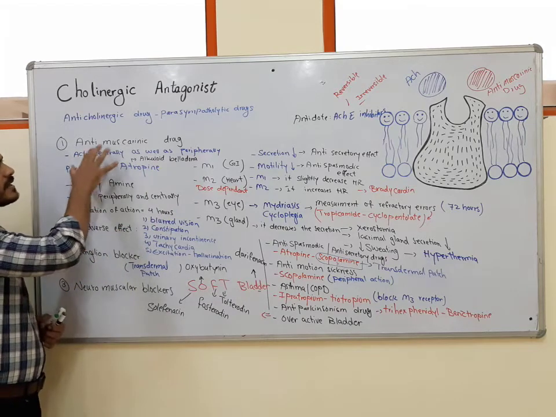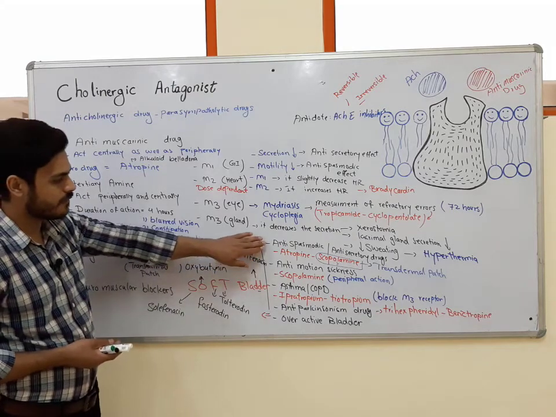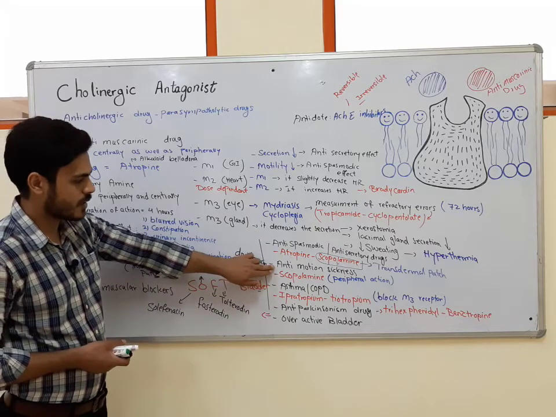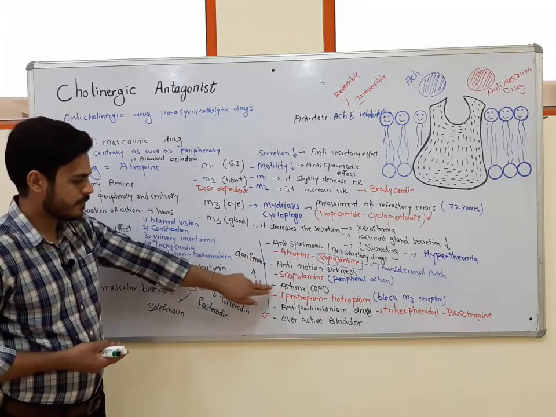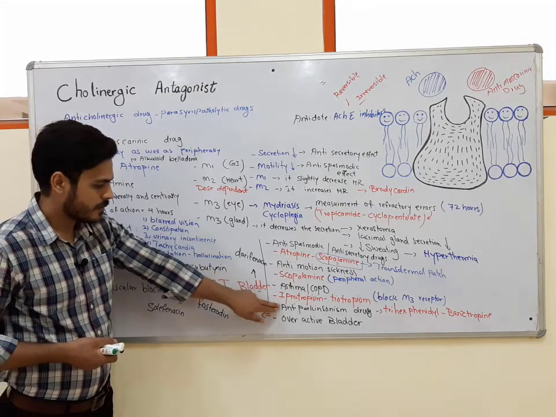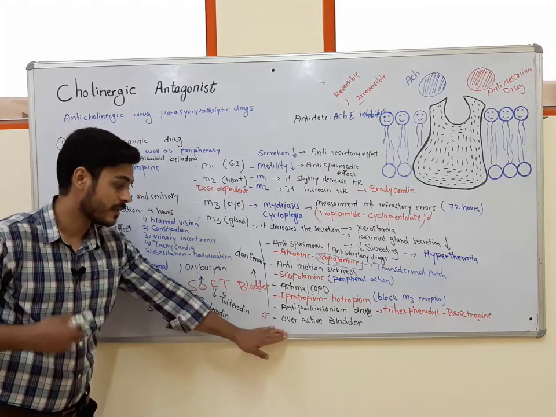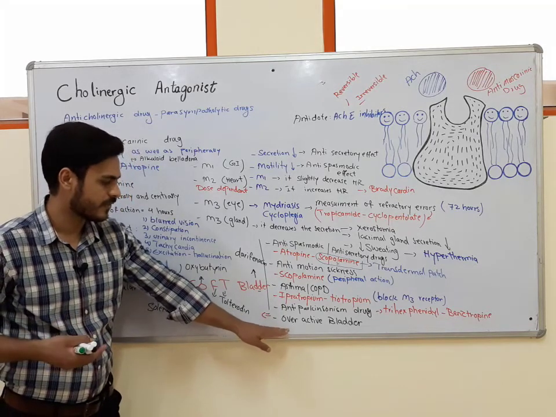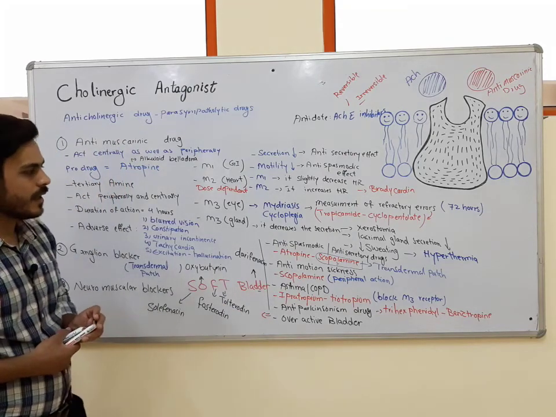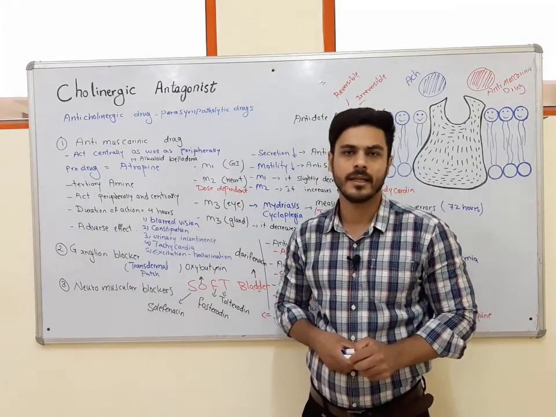And we can classify these antimuscarinic drugs on the basis of their indication. We can give them as antispasmodic, antisecretory. Some of the drugs show anti-motion sickness effect. Some of them we can use for treatment of asthma and COPD. Some of them show anti-Parkinsonism effect, and some of the drugs in this class we can use for treatment of overactive bladder. In next lecture, we'll talk about neuromuscular blockers and ganglion blockers.